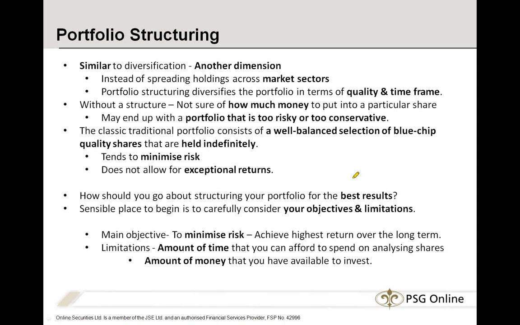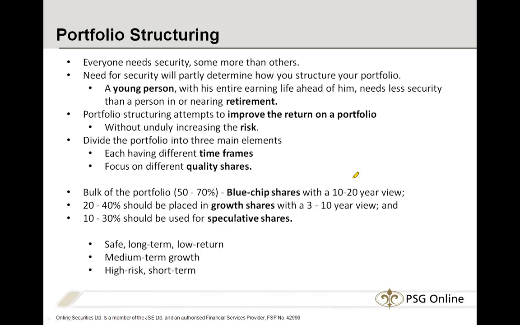What's important here is to tie the two together. Your main objective should always be to minimize your risk, and on the other side of the coin, you want to maximize your return. There are limitations, as I mentioned just now: the amount of time you can afford to spend analyzing companies, and the amount of money available to invest. So it comes back to what we talked about, security. As a young person, you have your whole life ahead of you. Obviously you make mistakes, compared to a person nearing retirement. The younger you are, the more you can start over again, so you can take on higher risk when you're younger.